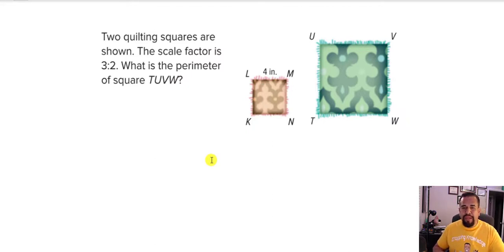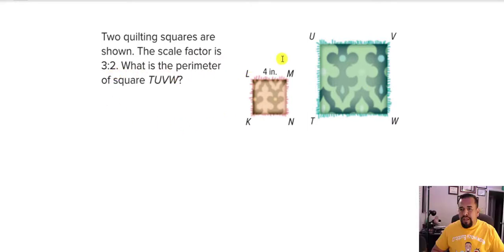So let's go through it. Two quilting squares are shown. The scale factor is 3 to 2. What is the perimeter of square TUVW? So this is the one they want to find. They want to find the perimeter of this one. But notice, I don't have the perimeter of the first one. But they did give me the scale factor, right? So what do I multiply?